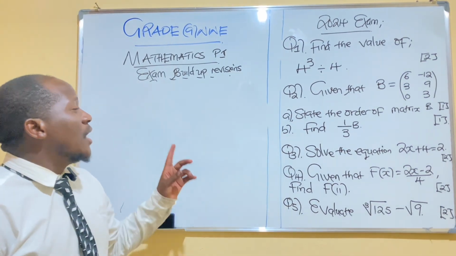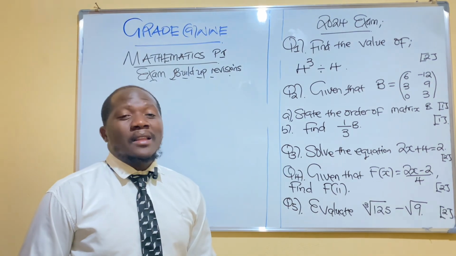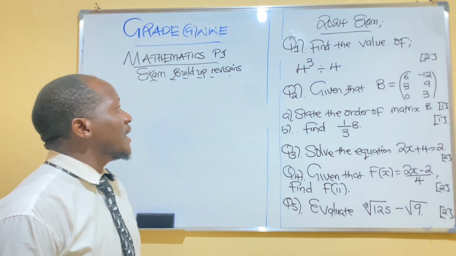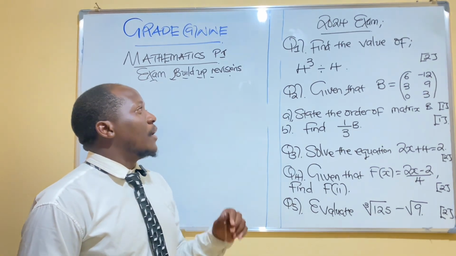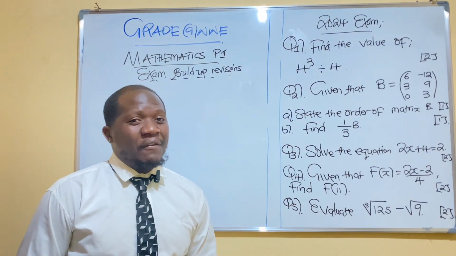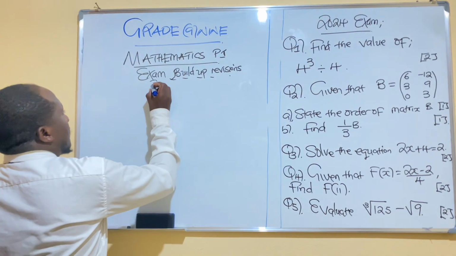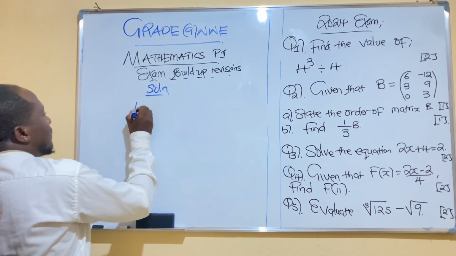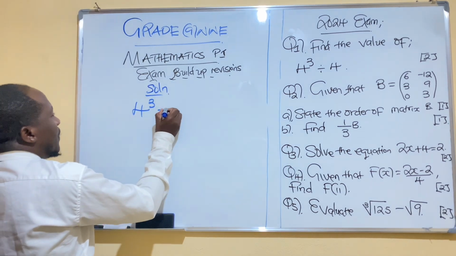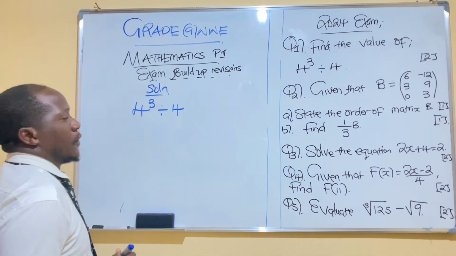So let's begin. On question 1, we have the laws or rules of indices. It says find the value of 4 to the power 3 divided by 4. So in this instance, solutions. On question 1, it says 4 to the power 3 divided by 4.